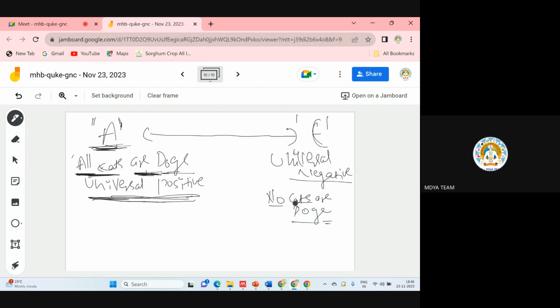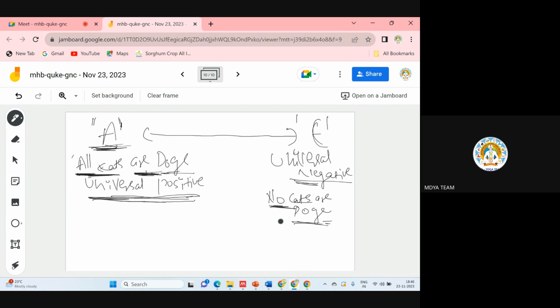In this, we are talking about the whole class, but there is no relation between the two classes. It is a negative statement. So, no cats are dogs.